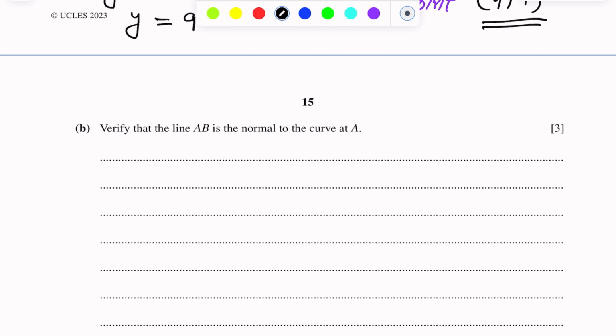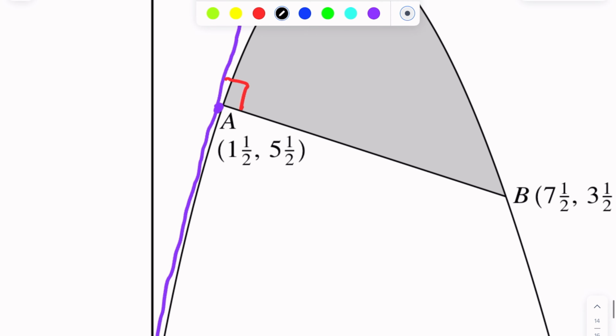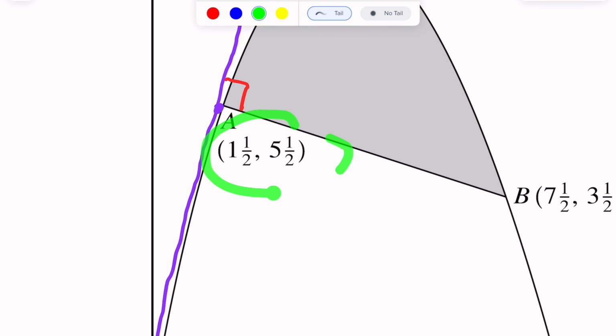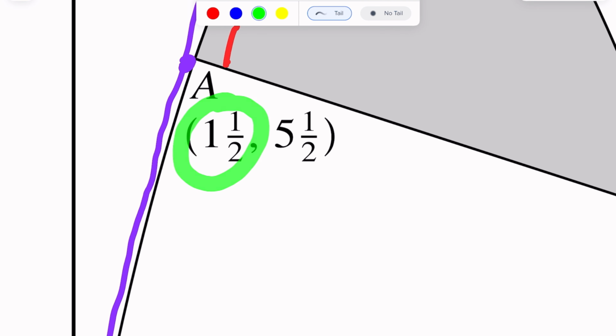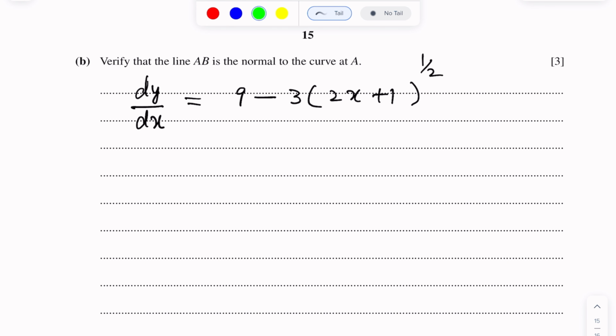Gradient of tangent dy over dx we have already found in part A, that is 9 minus 3 into (2x plus 1) power 1 over 2. Now at point A, the coordinates are given. Coordinates of point A are given: 1 whole 1 over 2 is the x coordinate, 5 whole 1 over 2 is the y coordinate. So we are using this value of x coordinate, that is 3 over 2. We will find the numerical value of the gradient at this point.